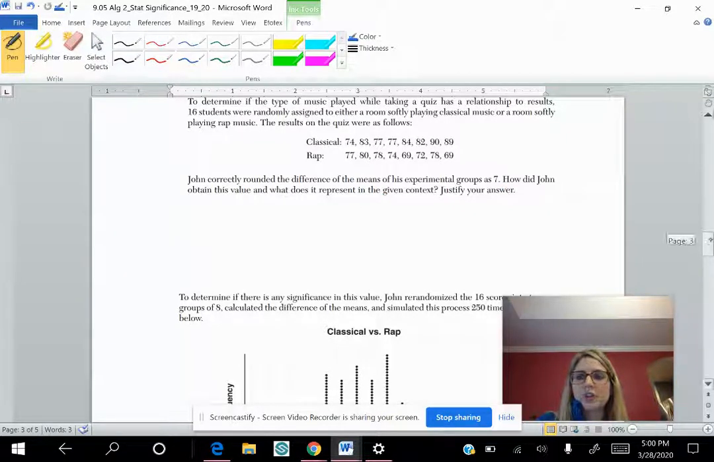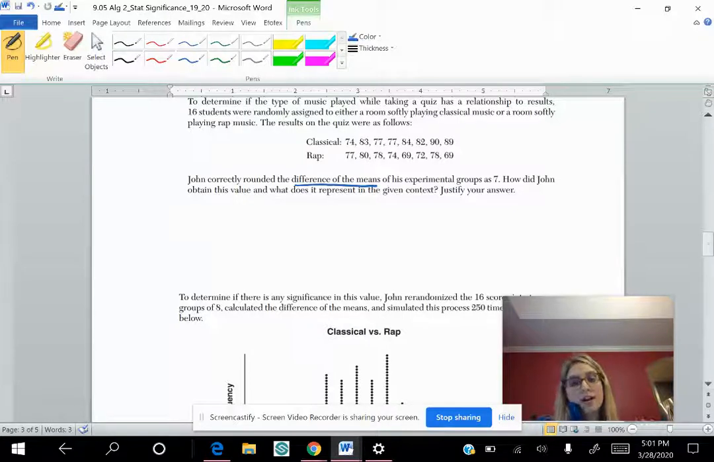Justify your answer. So how did he get a difference in the means? Well, he found the mean of each group. So you have two options. You can go to your calculator and do stat edit and then stat calc number 1, and do that for each of these lists, or you could type in all the 8 numbers for classical and then add them up, divide by 8, and do the same thing for rap. I don't care how you do it, but I would like you to verify that he got 7 as the difference in his means. So pause the video, try to find the mean of each of these different groups.